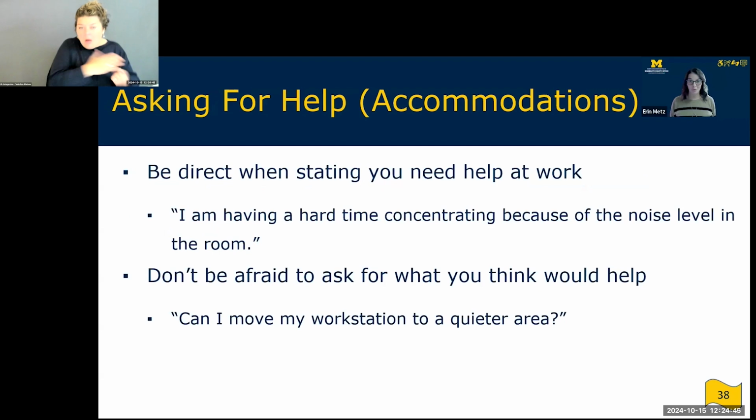Maybe the answer is no, you can't move your workstation, but maybe there's an alternative option available, like using noise reducing headphones instead. And if you don't know what you need or you don't know what might help, that's okay too. You can always use some resources that are available, like JAN, the Job Accommodation Network, or you can come and talk to the accessibility specialist with the Disability Equity Office.